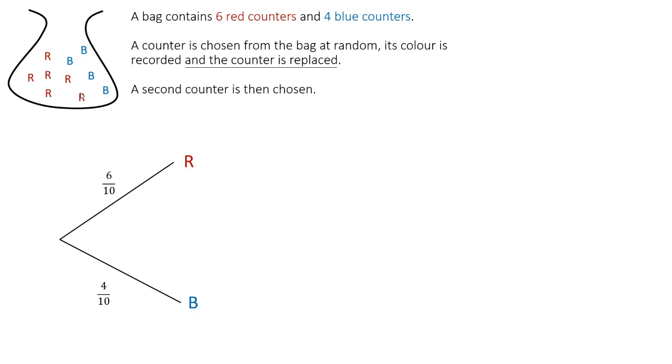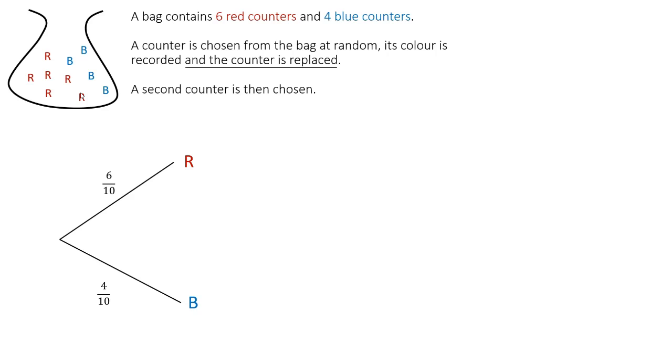Now, we've taken our first counter out. It was either red or it was blue. We've looked at it, we've noted what it was, we've put it back. We then need to make our second pick. But our second pick does, to a certain extent, depend on what our first pick was.